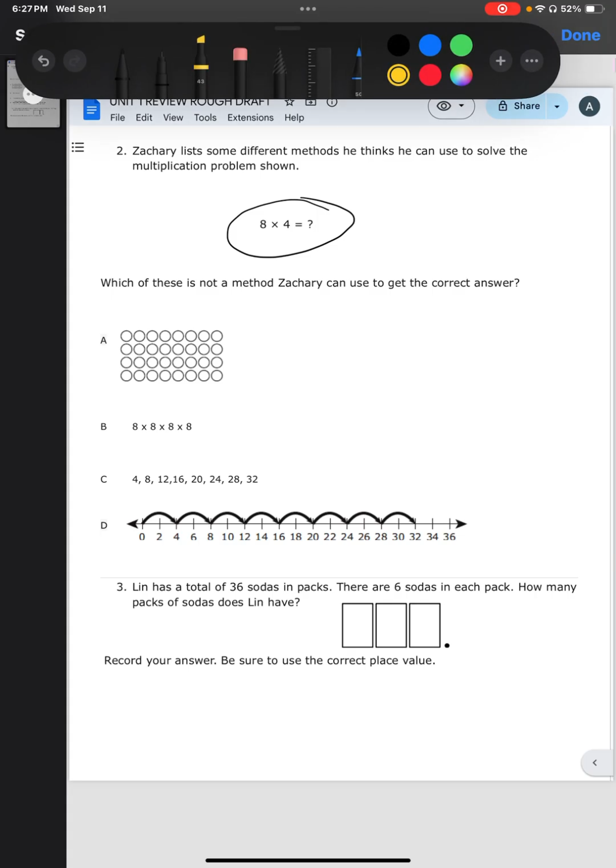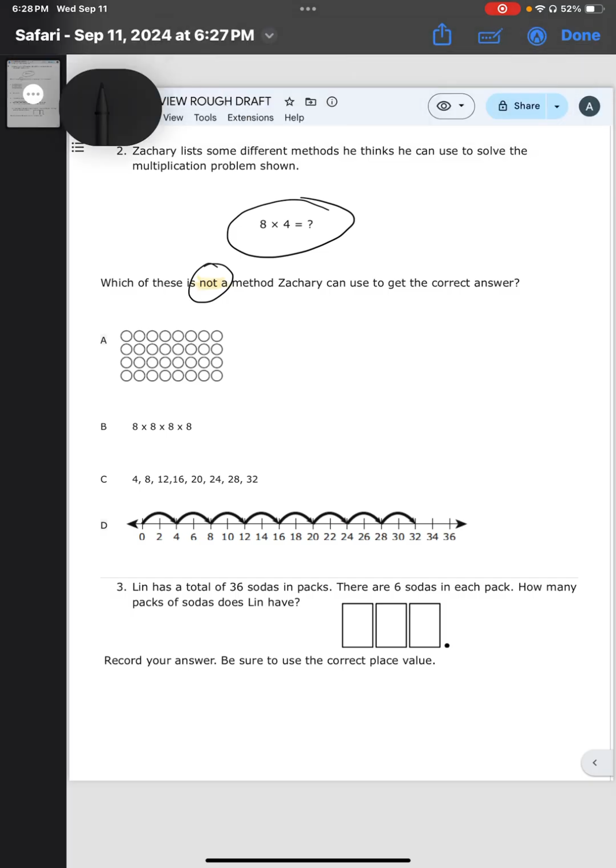Anytime we see the word not, we need to make sure we make a note of that, whether it's underline it, circle it, something. We're looking for which one of these methods is not a way to represent 8 times 4. What we're going to do now is go through each option and see, does it represent 8 times 4 or not? So option A, this is an array.